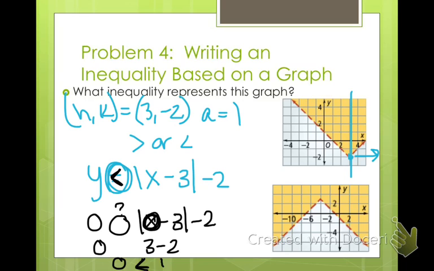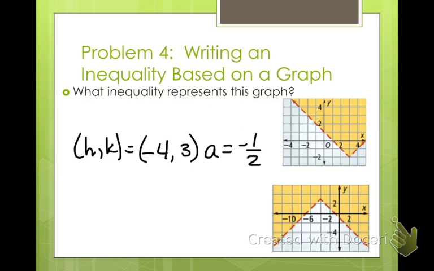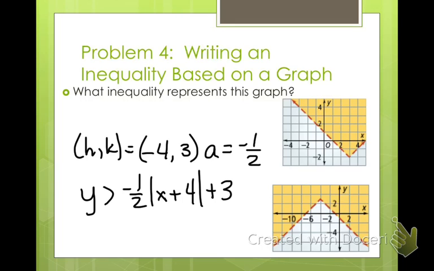Okay, I want you to go ahead and try and write an equation for that one on the bottom there. So you should have gotten this for your h, k and for your a. So we're going to go ahead and put it into the equation. So y, I have negative 1/2 absolute value of x plus 4 plus 3. Now is it greater than or is it less than? It should be greater than.